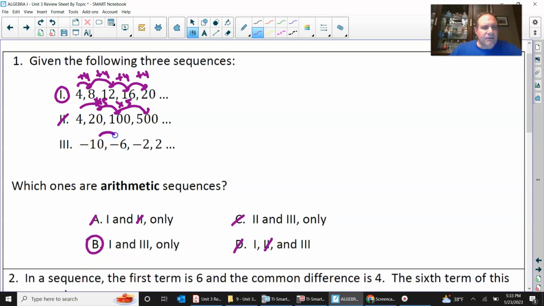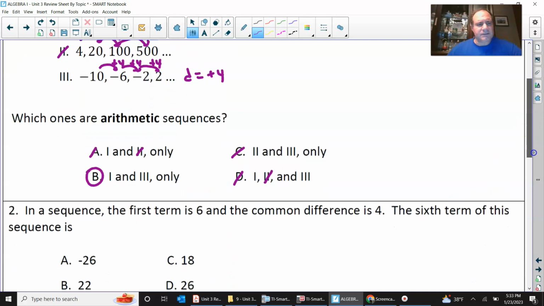Let's just check it out. Negative 10 to negative 6 is adding 4. And negative 6 to negative 2 is adding 4. And then same thing, adding 4, common difference, D equals positive 4. All right, so B is your answer.